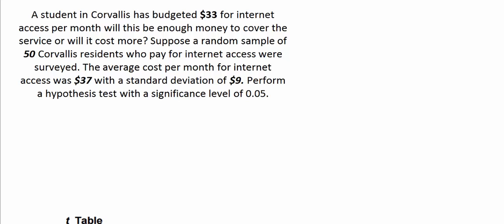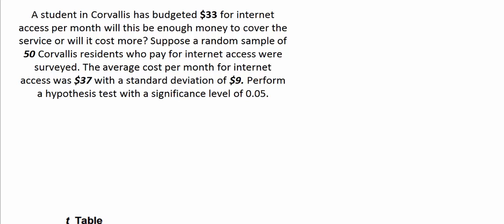Suppose a random sample of 50 Corvallis residents who pay for internet access were surveyed. The average cost per month for internet access was $37, with a standard deviation of $9. Perform a hypothesis test with a significance level of 0.05.